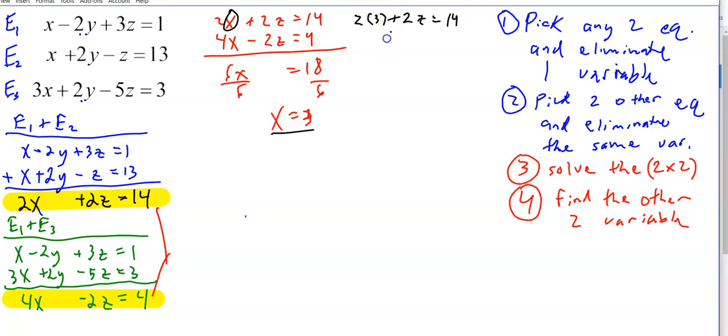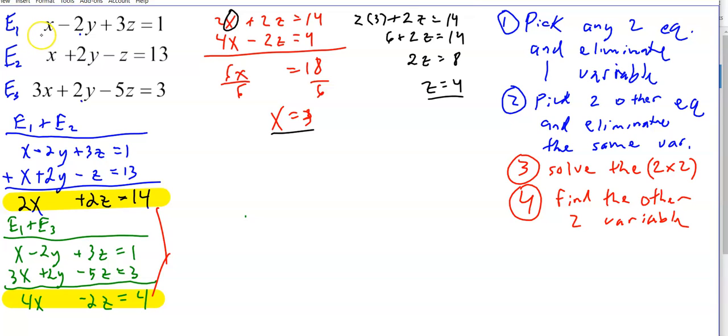So I get 6 plus 2z equals 14. Subtract 6, so I get 2z equals 8. Divide by 2, you get z equals 4. We're 2/3 of the way done. Now we know z. And then you've got to plug into one of the original equations over here.